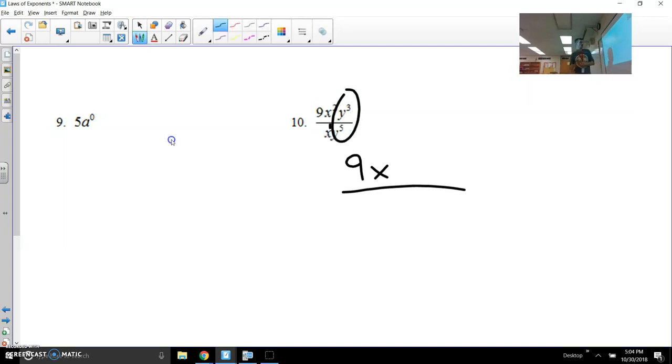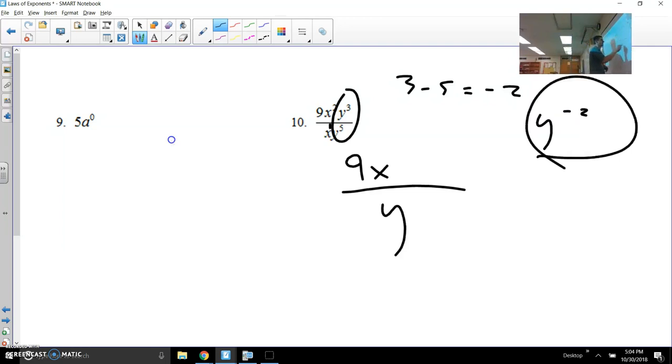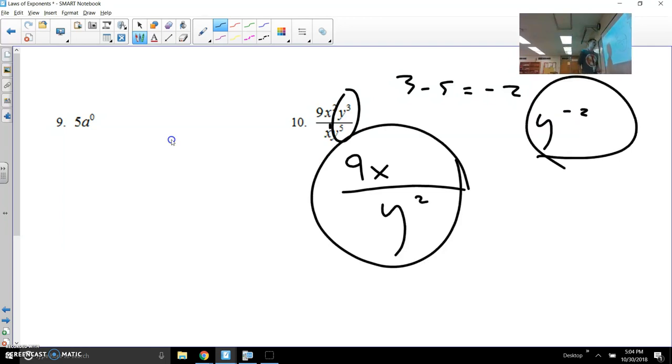When I consider y to the third and y to the fifth, if I was to subtract 3 minus 5, you get negative 2. But that's trying to tell you where the extra y values are. If you look at the very beginning, y to the third and y to the fifth, there are 2 more in the denominator, and that's what this represents. It represents that there are 2 more y values in the denominator.